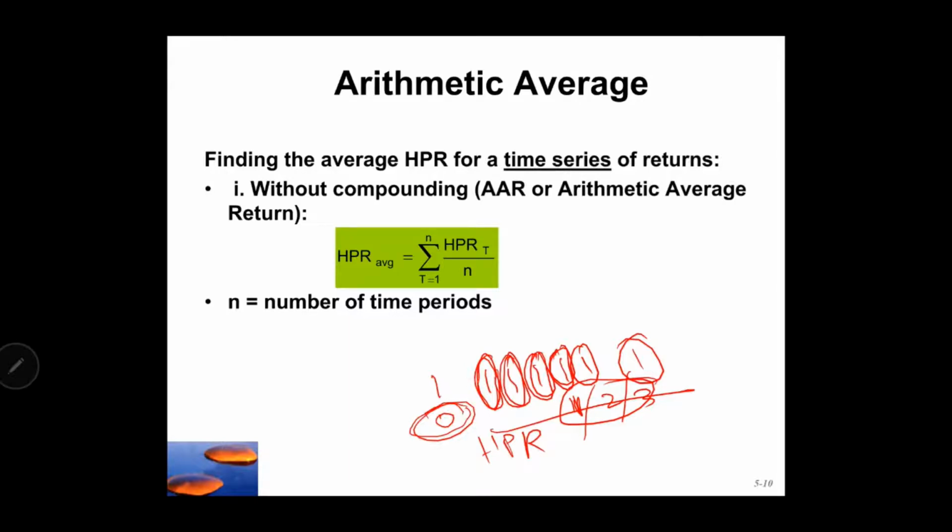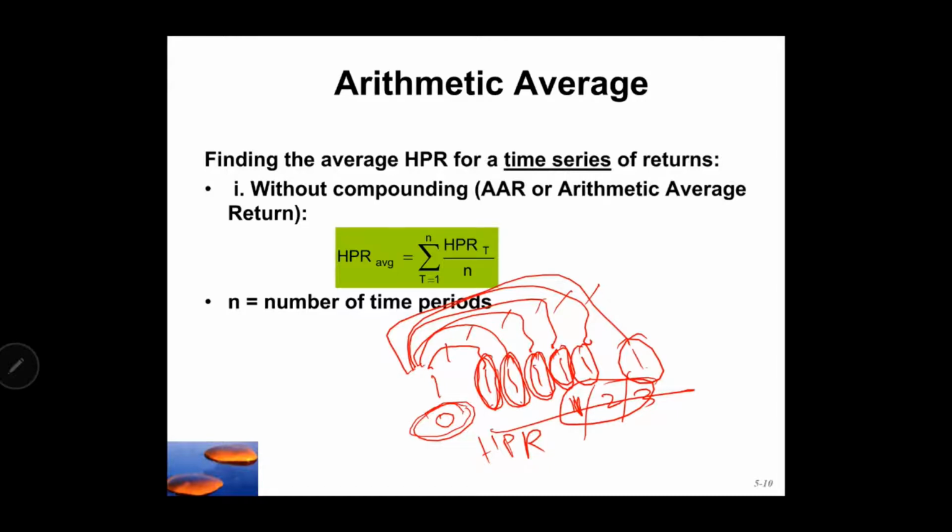So you are going to compute return for this period, then for this period, for this period, for this period, for this period, and for this period. Once you have the HPR for each period, you add all this and divide by how many periods we have: 1, 2, 3, 4, 5, 6. Divide by 6, you get the arithmetic average. So this is how you are going to deal with a time series of returns.